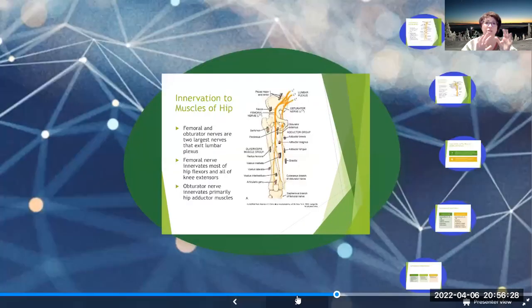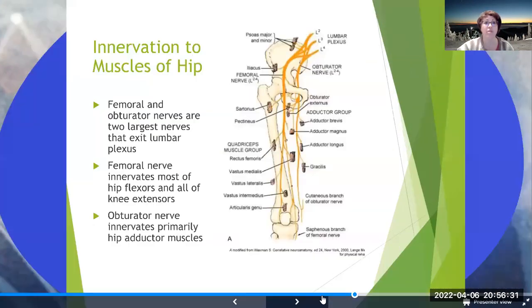So the last portion, we're going to talk about the innervation of the muscles of the hip, which is pretty simple, thank goodness. The femoral and obturator nerves are the two largest nerves that exit the lumbar plexus. The femoral and obturator nerves are all in the L2, L3, L4 region of the spinal cord. They come off of that region. The femoral nerve innervates most of the hip flexors and all of the knee extensors.